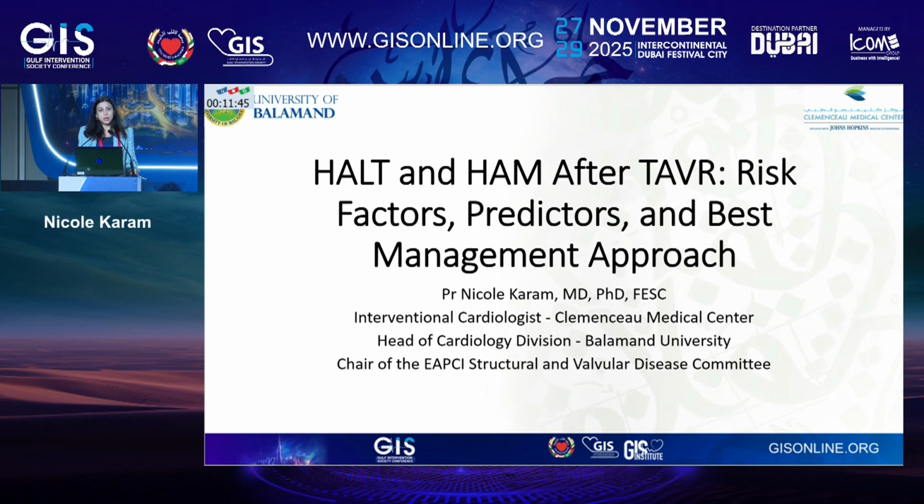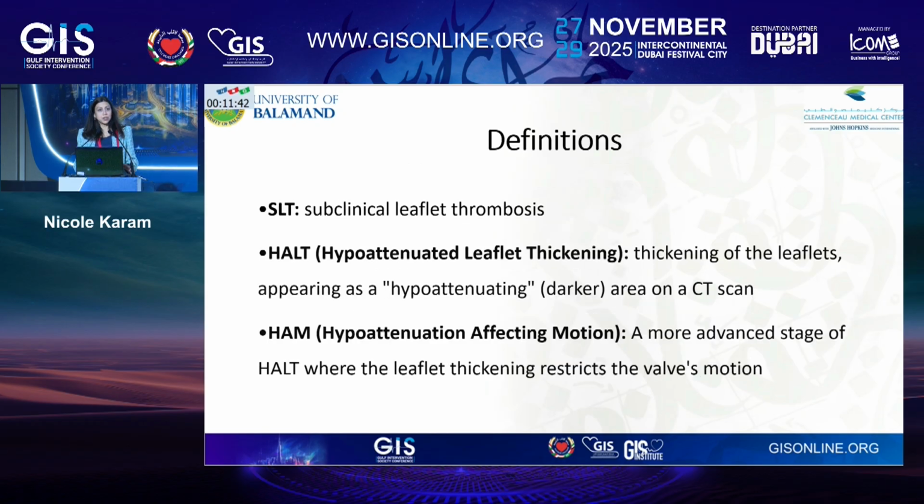So I'm going to address the topic of HALT and HAM after TAVR. Just to first, let's agree on some definitions. So we are talking about subclinical leaflet thrombosis, SLT, that can be actually HALT, hypoattenuated leaflet thickening. So we have the thickening of the leaflet, and this is something we're going to see on CT scan. These are images that we can see that are not necessarily associated with any dysfunction of the valve. And when we start talking about leaflet thickening that is restricting the valve motion, here we are talking about HAM, so it's hypoattenuation affecting motion.